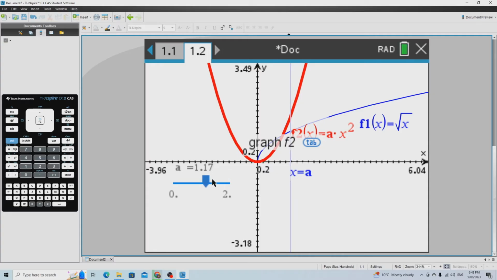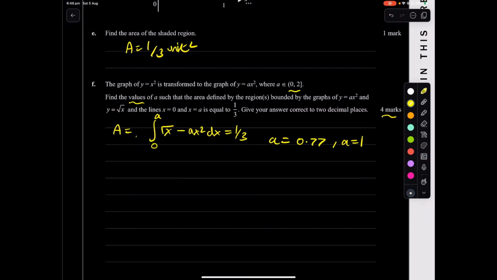So what we can do is find that point of intersection. So what's the point of intersection? It is x squared equals ax squared.